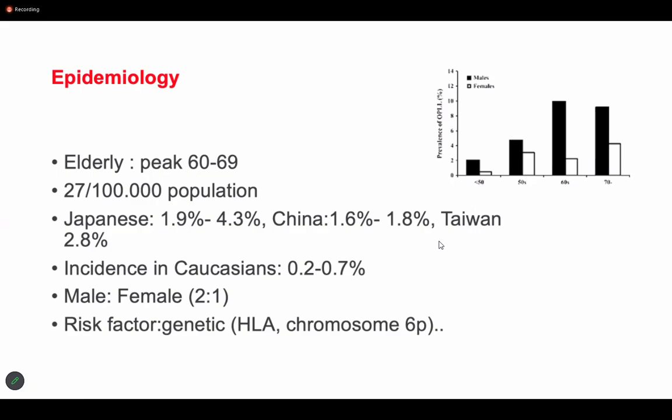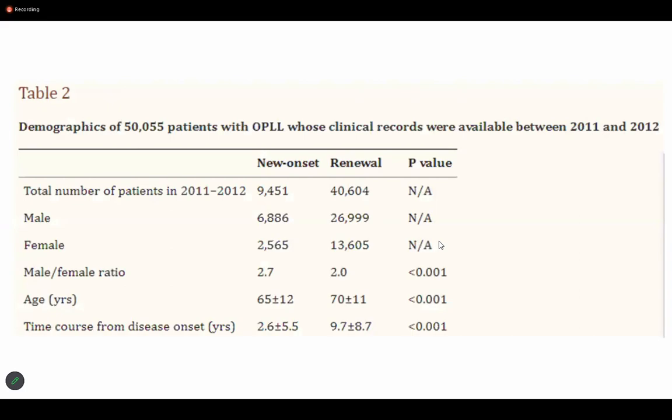For now, we don't know the cause of OPLL, but there are many risk factors. For example, it comes from genetics and environmental factors. Here is the latest number, more than 50,000 patients in an epidemiological study in Japan. It shows predominance in men, with age around 65 years old. It's a big number of patients.